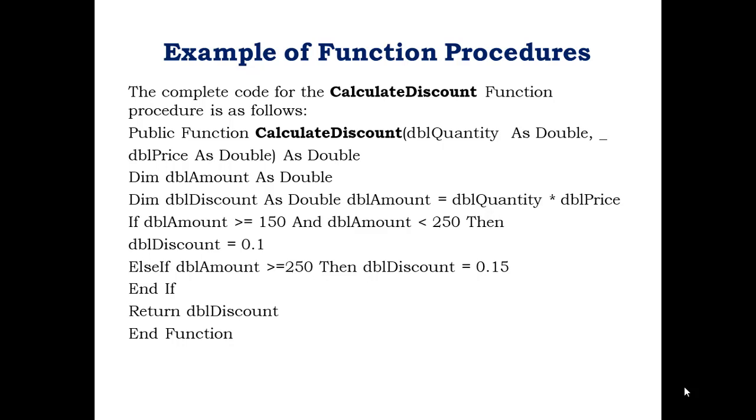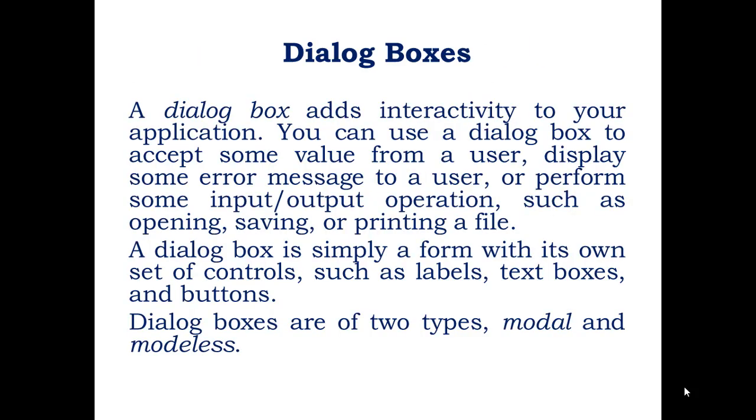Again, an example of a function procedure. The complete code for the CalculateDiscount function procedure is as follows. There is CalculateDiscount, the same thing, Function As Double, returns. The argument list is dblQuantity and dblPrice, the same as in the sub procedure, but here we use Return dblDiscount and then End Function.